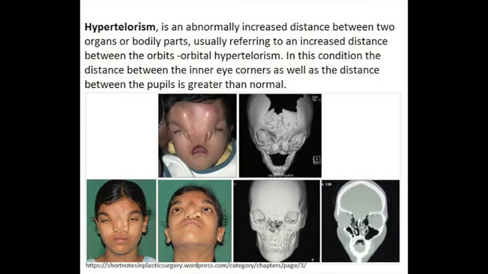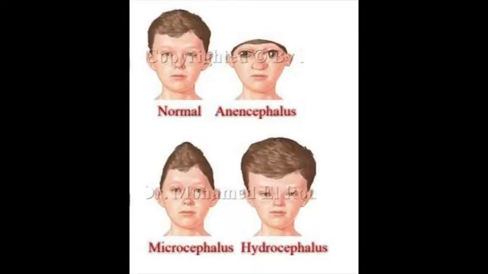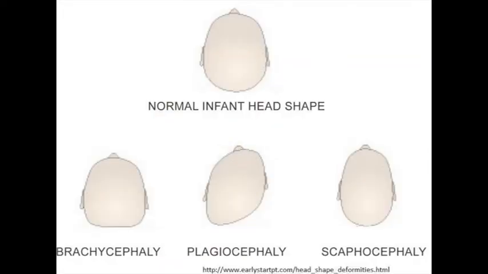Hypertelorism is abnormally increased distance between two organs or bodily parts, usually referring to an increased distance between the orbits, orbital hypertelorism. In this condition, the distance between the inner eye corners as well as the distance between the pupils is greater than normal. Normal, anencephalus, microcephalus, hydrocephalus. Normal infant head shape, brachycephaly, plagiocephaly, scaphocephaly.